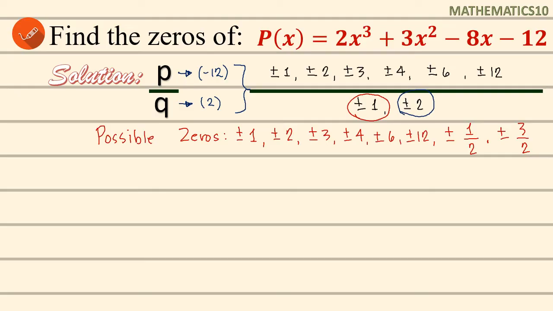And positive and negative 12 divided by positive and negative 2 will be simplified to positive or negative 6, and therefore we cannot duplicate this set of zeros as well. So finally, these are all the possible zeros of the given polynomial function.